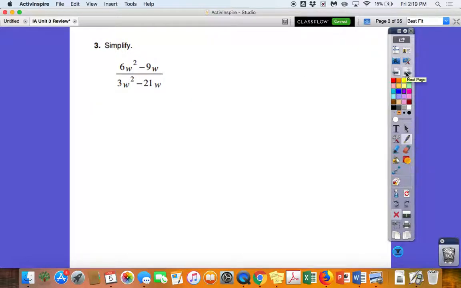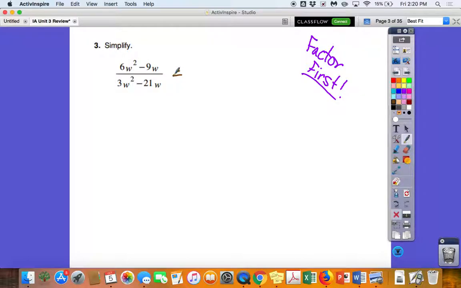Okay, simplify. On these problems, you have to remember to always factor first. You're not going to be able to get off the ground on any of these things if you do not factor first. So please don't try to start reducing to start with. Those are attached with plus and minus signs. Not going to work. Those are terms, not factors. So just look at the top.